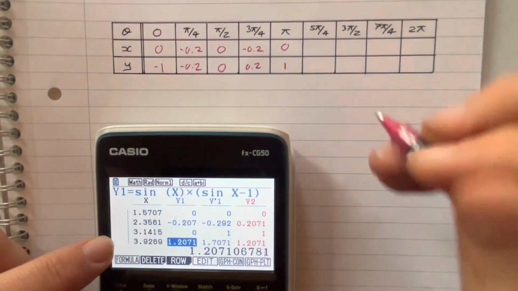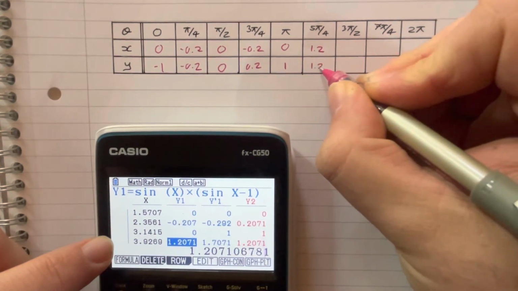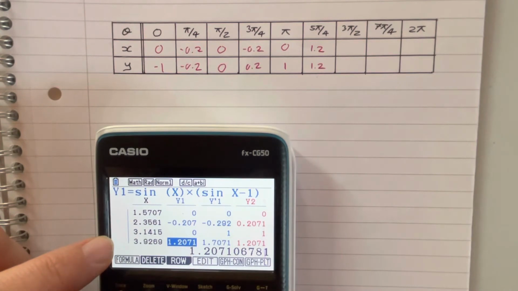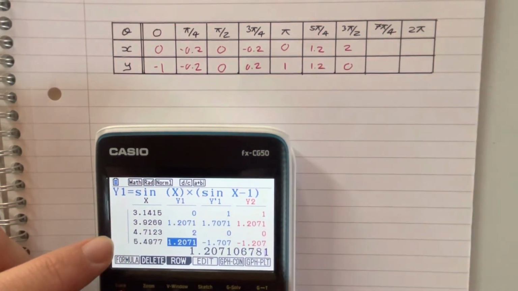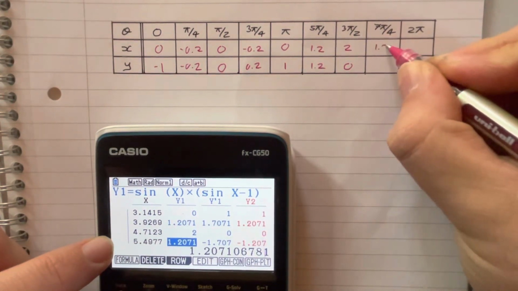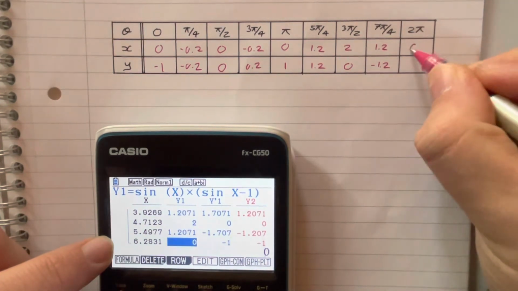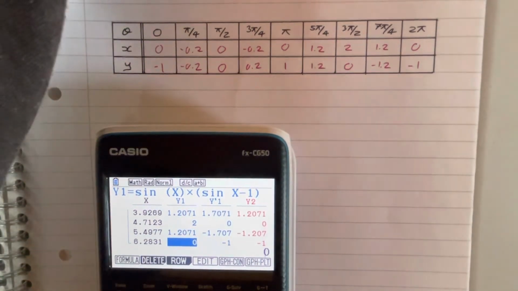The next one, we've got 1.2 and 1.2. And then we've got 2, 0. And then 1.2, minus 1.2. And then 0, minus 1. So that's all of my points there. I've not been too accurate because I'm about to sketch the curve, so you don't have to be too accurate for these.